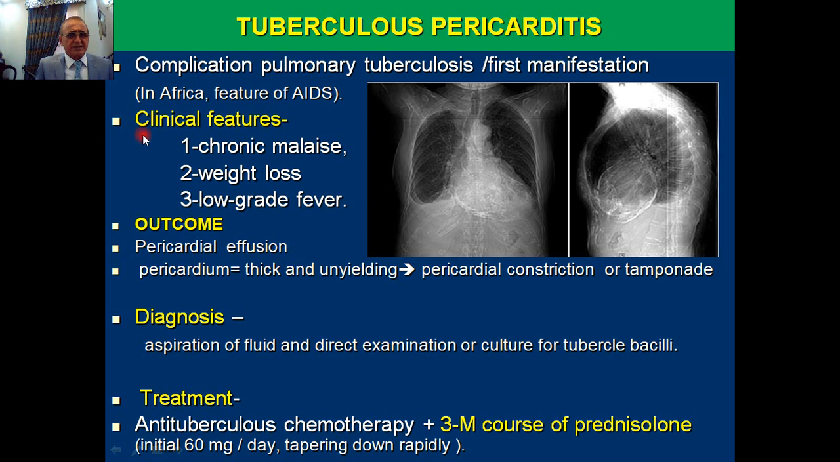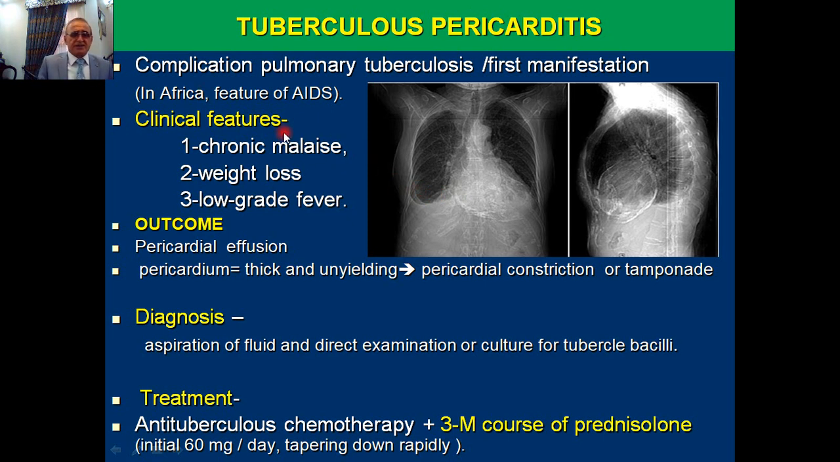Now, the interesting thing why we stress this point is the clinical features. The patient will feel chronic malaise, weight loss, and low-grade fever. You notice that there is nothing pertaining to the chest or to the heart. You just have a patient with chronic malaise, weight loss, and low-grade fever. And when you take an X-ray, you will see a large heart and sometimes calcification and even associated pleural effusion.